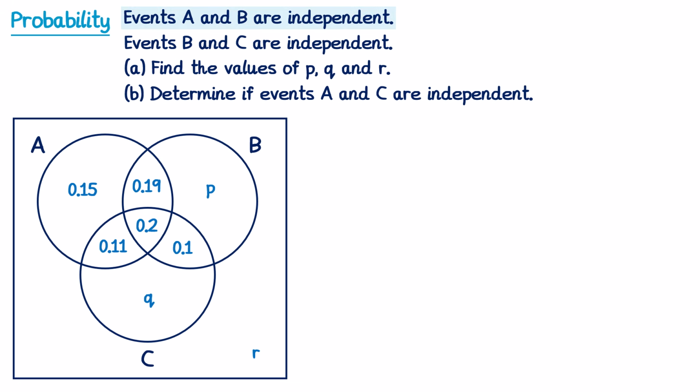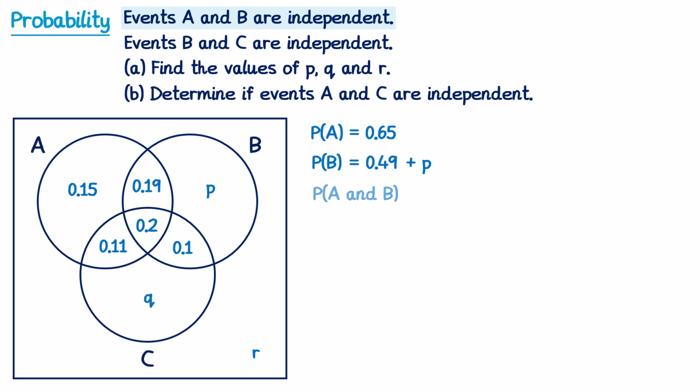We are told that events A and B are independent, which means we can use the formula for the probability of A and B equaling the probability of A multiplied by the probability of B. So let's work out each of those probabilities. The probability of A is the sum of all of these probabilities here. So if we add all of those together, we'll find that this is equal to 0.65. The probability of B is the sum of all of these probabilities, and if we simplify, we'll end up with 0.49 plus P.